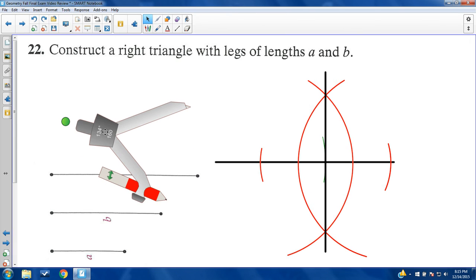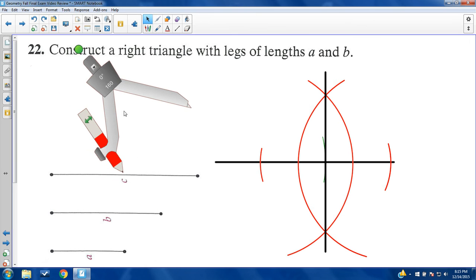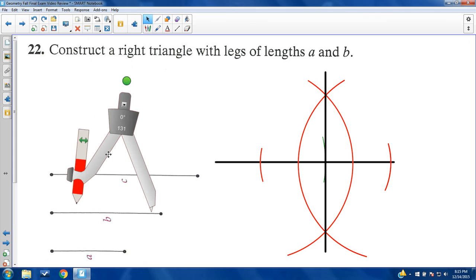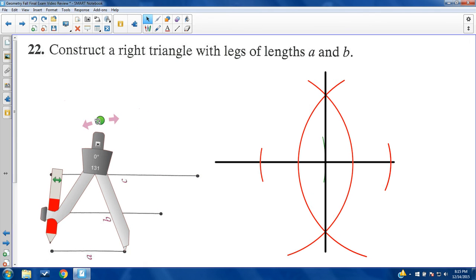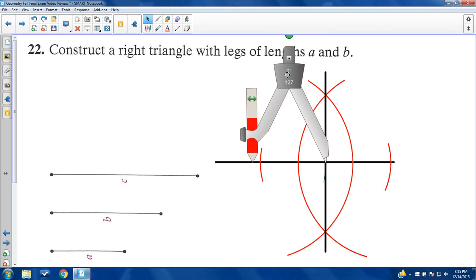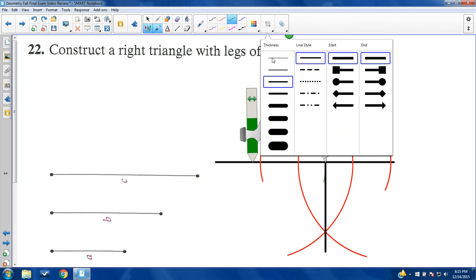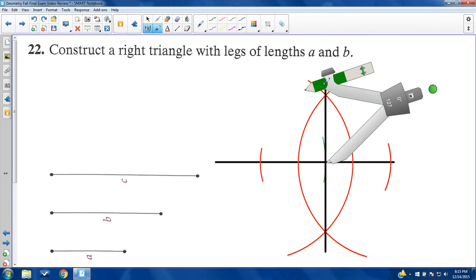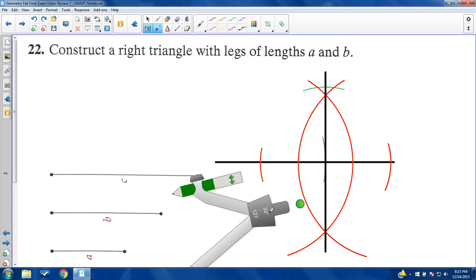Now what I need to do is make this side length A. Now this isn't a rectangle or anything like that. It's just a right triangle. And A looks like about this width right here. So let's do a different color. Let's go back to good old trusty green. And as long as I made it big enough, there's A. That's the length of A. That's where it intersects. So here's A.